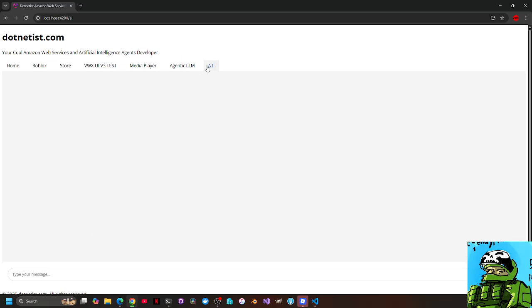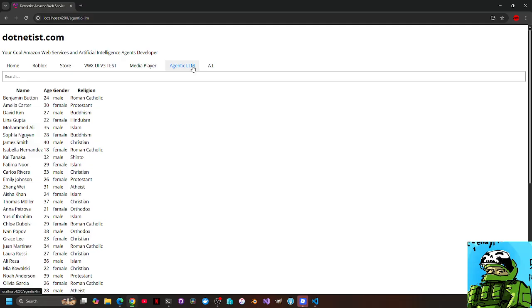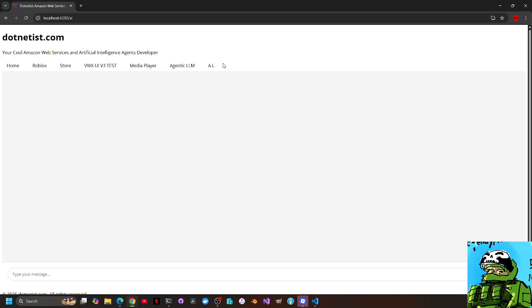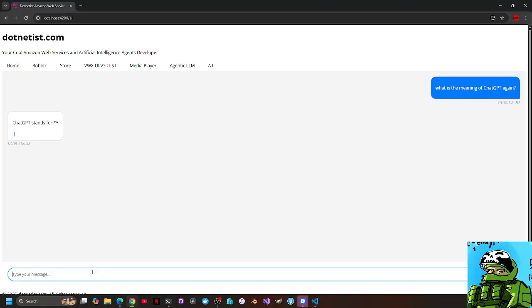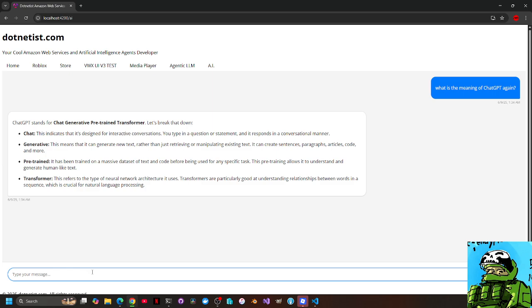Okay, so see here we have LLM, but we have no AI, and this is just a generative. Was it generative GPT? So, what is the meaning of ChatGPT again? Pre-trained transformer. Alright, so see the magic there.